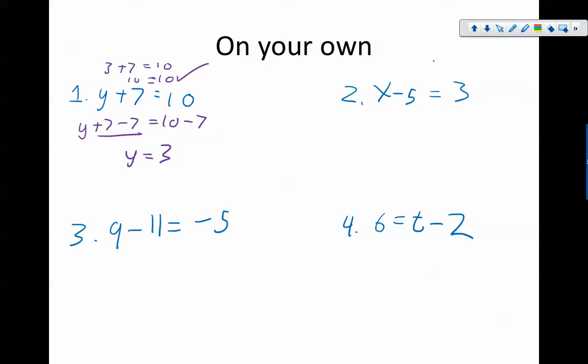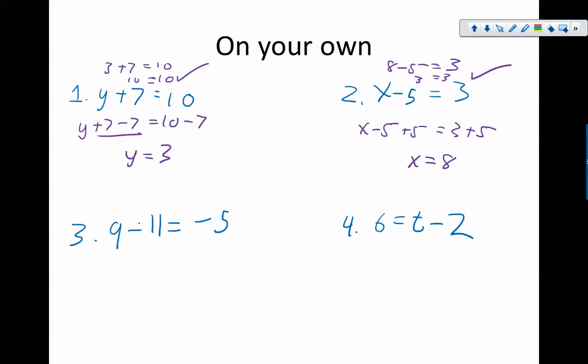For number 2, I need to undo the minus 5. To undo the minus 5, I'm going to add 5. If I did it to the left, I have to do it to the right. So I have x equals 8. And again, plugging in 8 for x gives me 8 minus 5 equals 3. And that's 3 equals 3. It checks out. It's the right answer because when I plug it in, it makes a true statement.